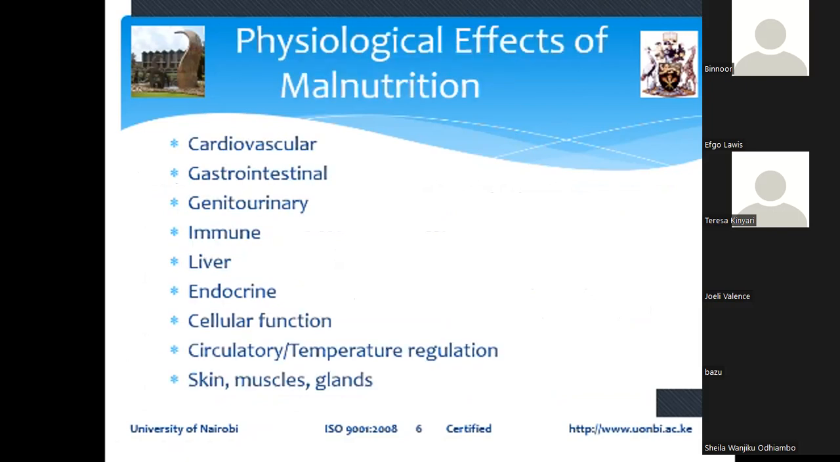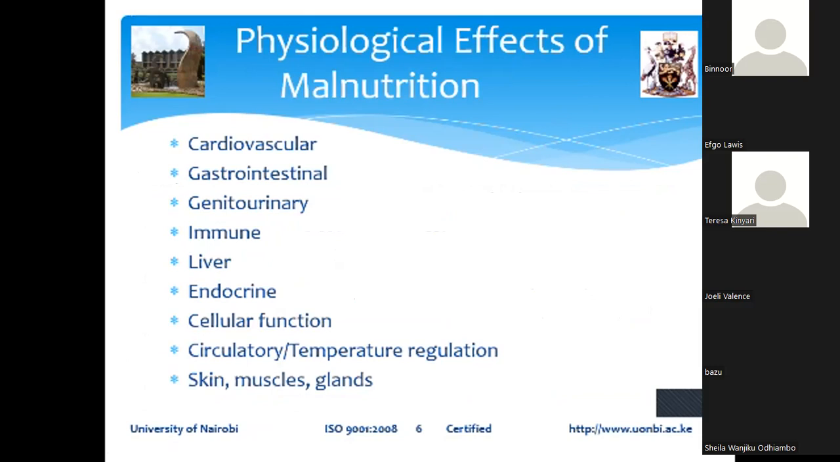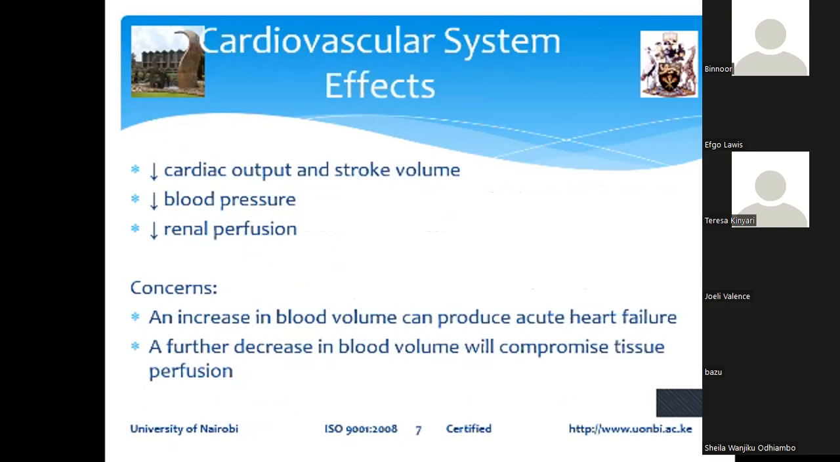The physiologic effects of malnutrition cut across different systems: the heart, the gut, the genitourinary system, the immune system, the liver, endocrine, cellular functions. Actually, it's all the systems. In the heart, we have a reduced cardiac output and stroke volume, reduced blood pressure, and reduced renal perfusion. The main concern here is that any increase in blood volume can actually produce acute heart failure.